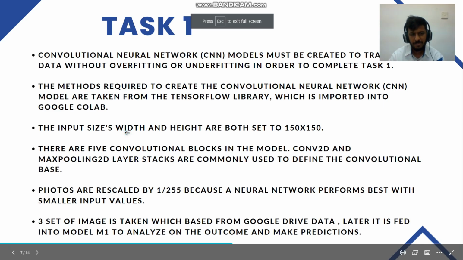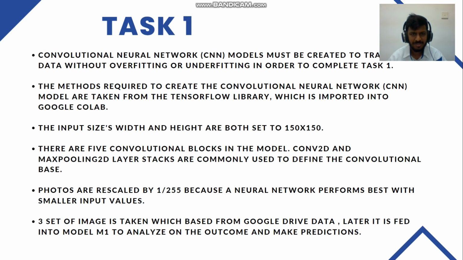Okay, hi, my name is Alvin Sitampadap and my matric number is CE200100. So today I'll be explaining Task 1, which is the methodology for Task 1. First, a convolutional neural network, CNN, model must be created to train the data without overfitting or underfitting in order to complete Task 1. Next is the method required to create the CNN, which is a convolutional neural network, and then the TensorFlow library, which is imported into Google Colab.